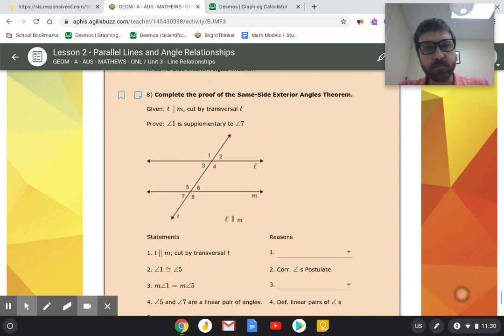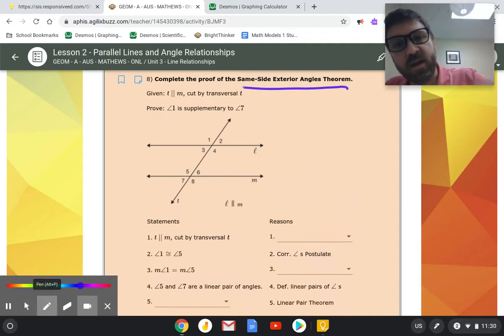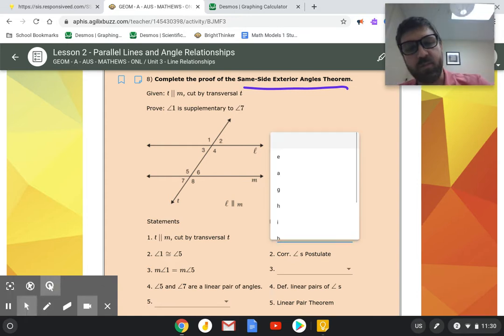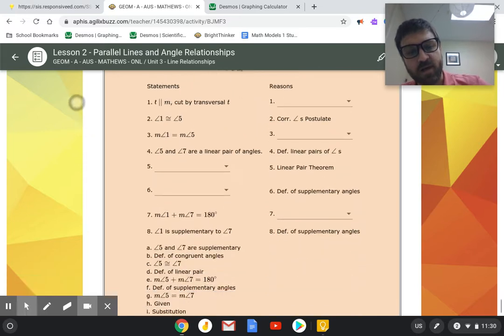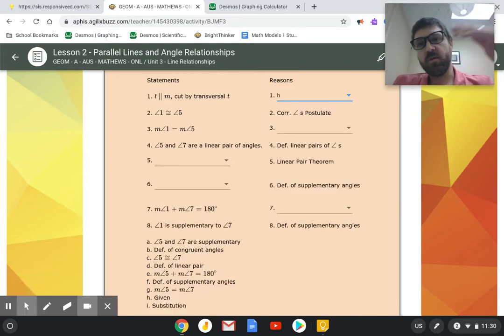Similar concept. We want to prove the same side exterior angles theorem. We're given L and M cut by transversal T. Again, the first reason to any proof is always given. So we hop down here, we find given is answer choice H. Now let's follow this through.